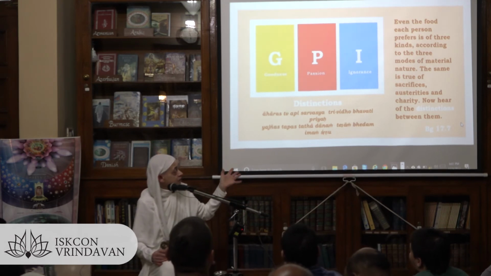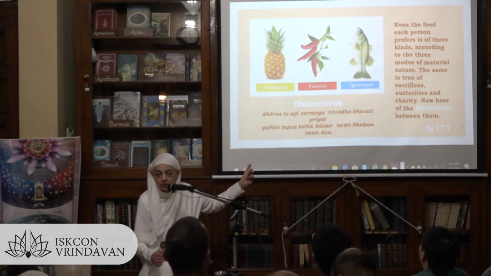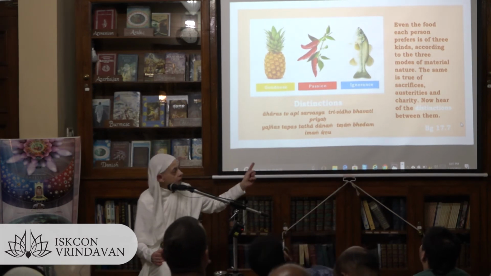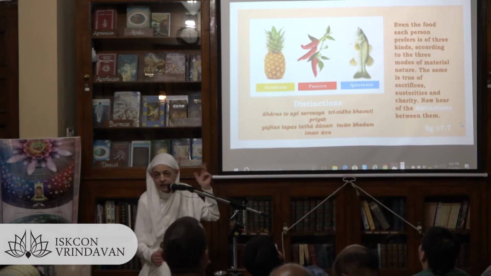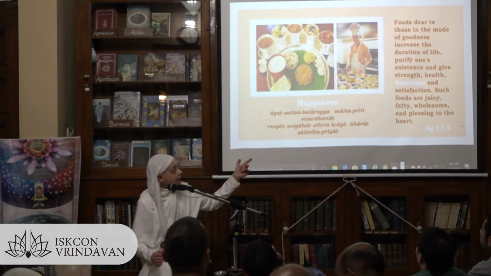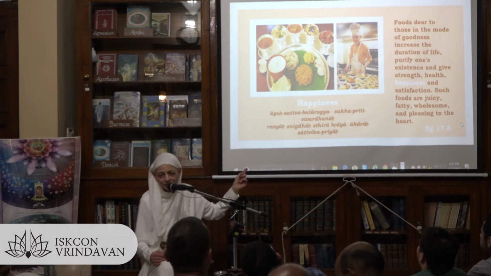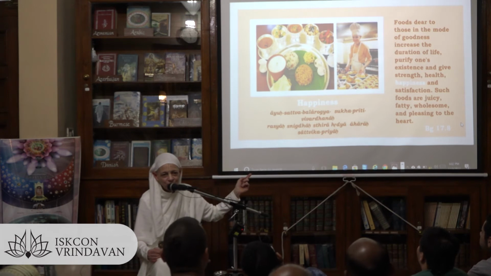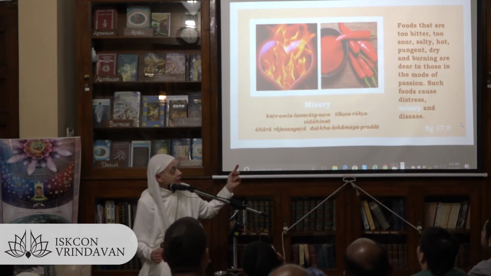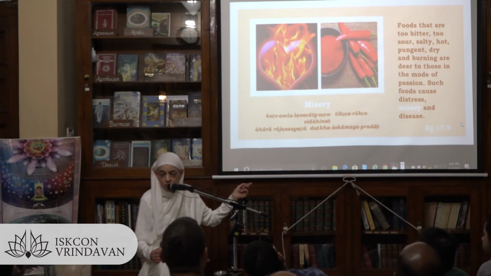Now we're going to go to the next color section. He starts with food. Food in goodness, food in passion, food in ignorance. Easy. You know what to eat and what not to eat. You should know. Next. And happiness, that's in the mode of goodness. And there's a happy cook. He's blissful. He's a devotee cook. Next. What about this one? You eat this way, you're guaranteed to be miserable and sick.